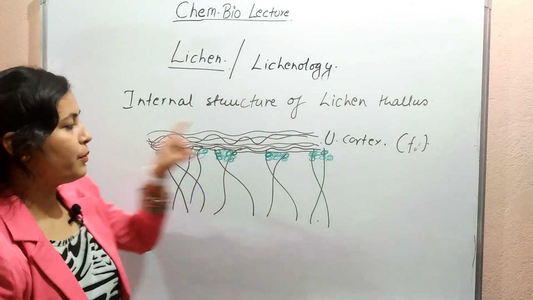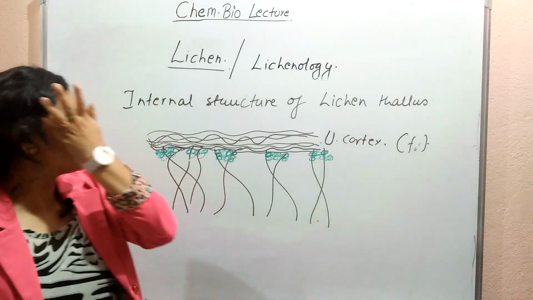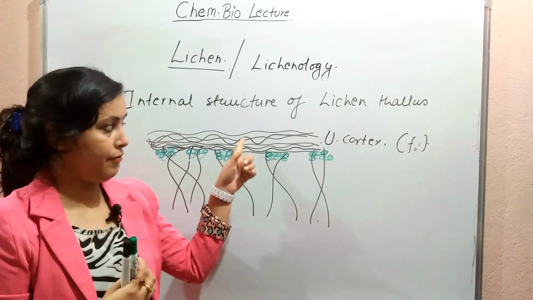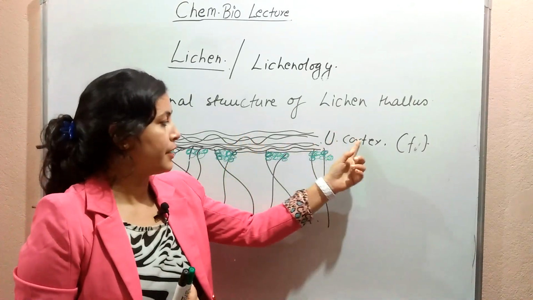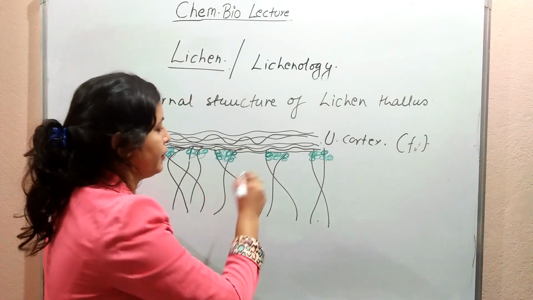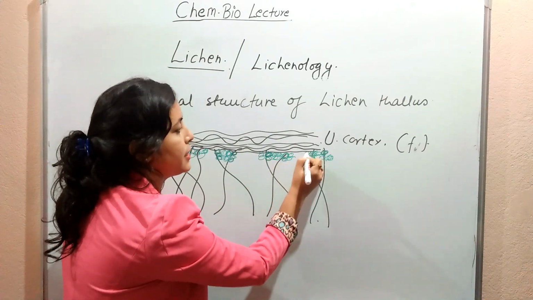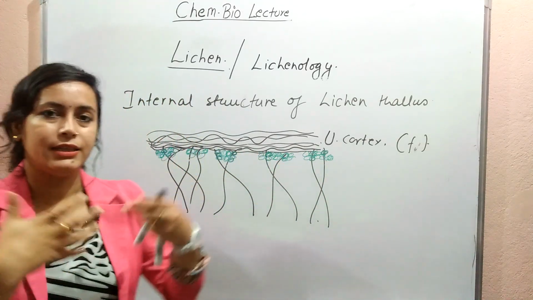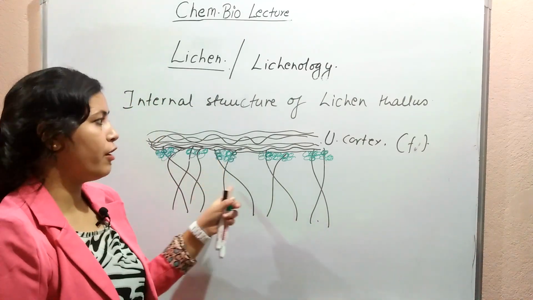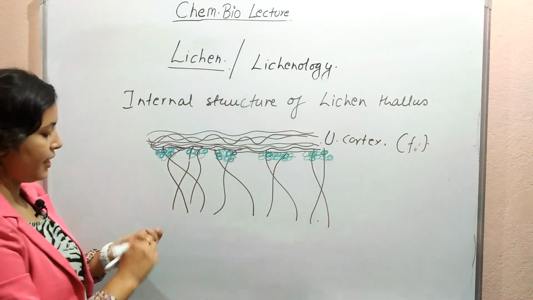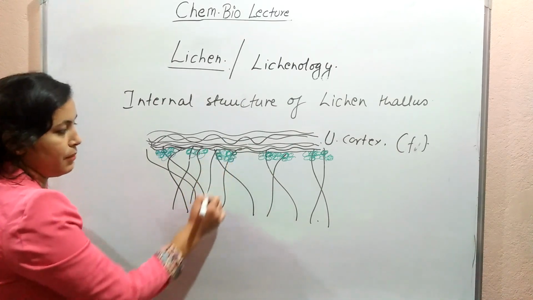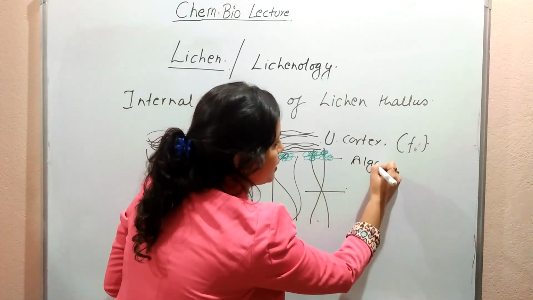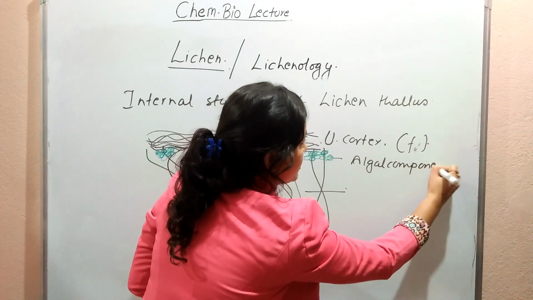This part we call the upper cortex. It consists of densely, compactly packed hyphae. Below the upper cortex, where I have indicated with green, those are the algal cells. Those algal cells are hoarded by the loosely interwoven hyphae of fungi. Below this region lies what we call the medulla region. You can see I'm drawing loosely arranged hyphae. This one is the algal component.